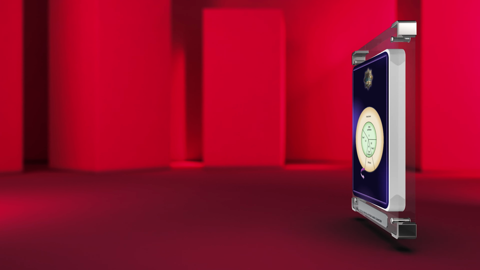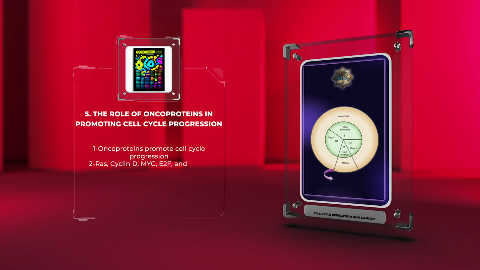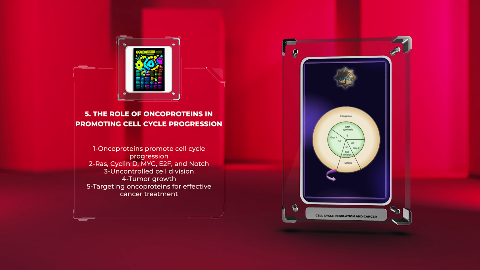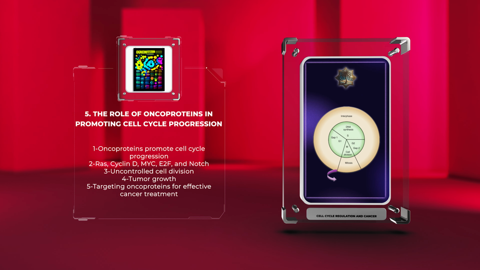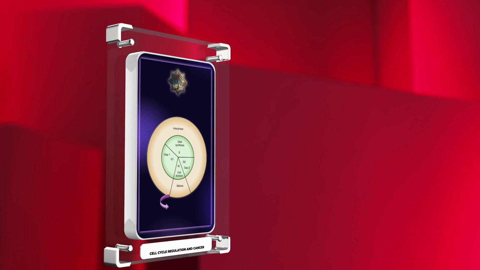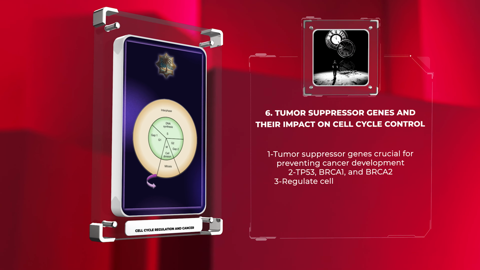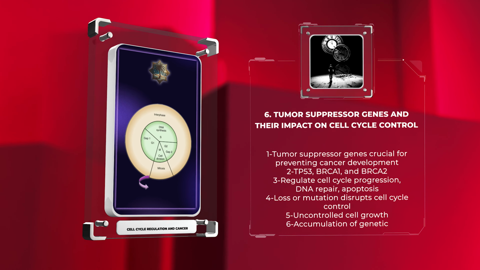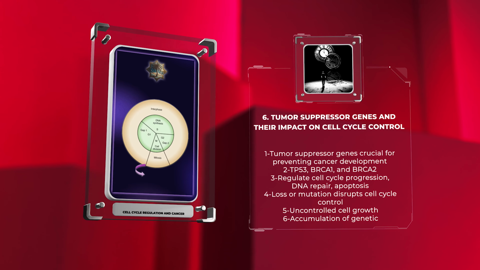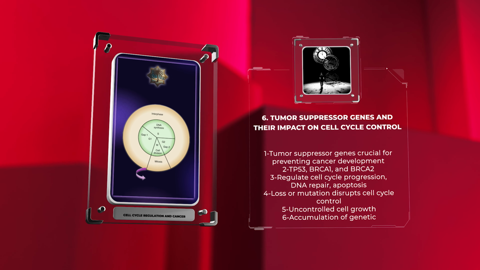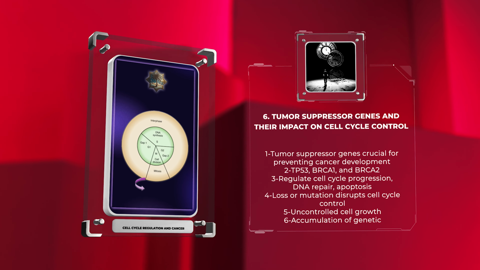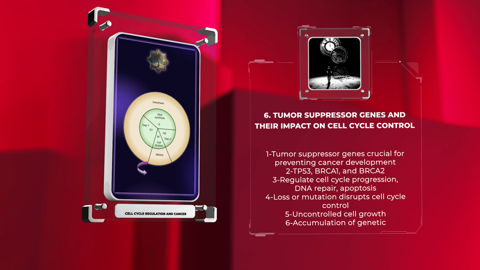In summary, oncoproteins like RAS, cyclin D, MYC, E2F, and Notch promote cell cycle progression and uncontrolled cell division, leading to tumor growth. Targeting these oncoproteins can potentially provide effective cancer treatments. Tumor suppressor genes, like TP53, BRCA1, and BRCA2, are crucial for preventing cancer development. These genes encode proteins that regulate cell cycle progression, DNA repair, and apoptosis. Loss or mutation of these genes disrupts cell cycle control, leading to uncontrolled cell growth and the accumulation of genetic abnormalities.